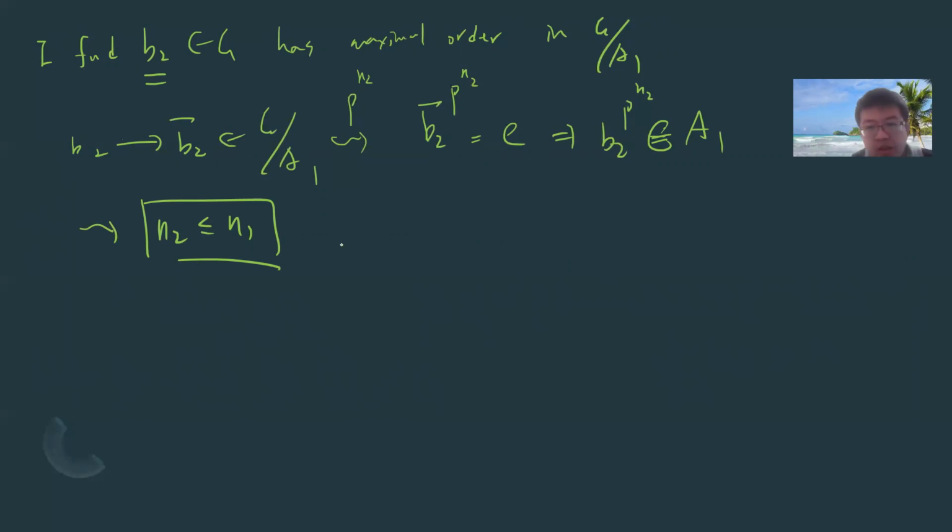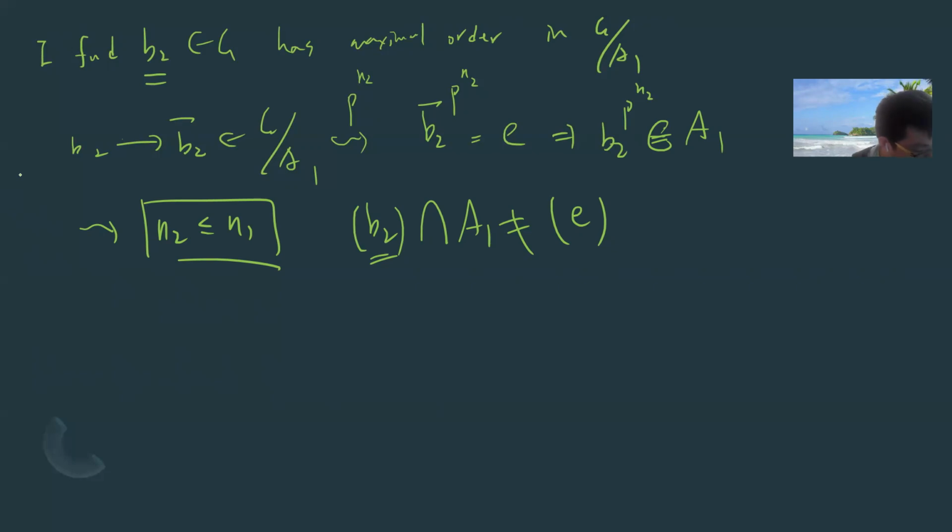Okay, but there's a problem. If I define A2 to be generated by b2, the intersection of A1 with b2 may be non-trivial. So we need to adapt this b2, and find something related to b2 to make another generator. This is the meat of this theorem.